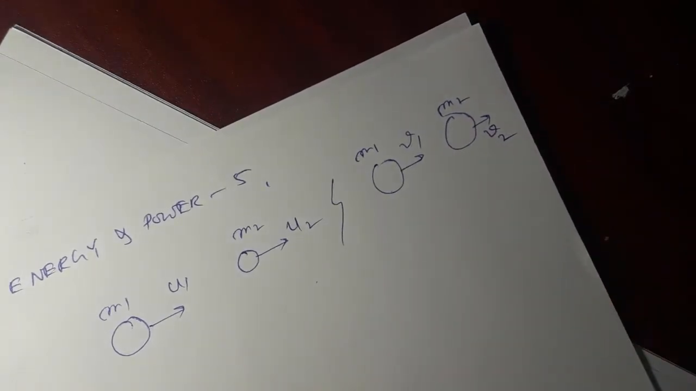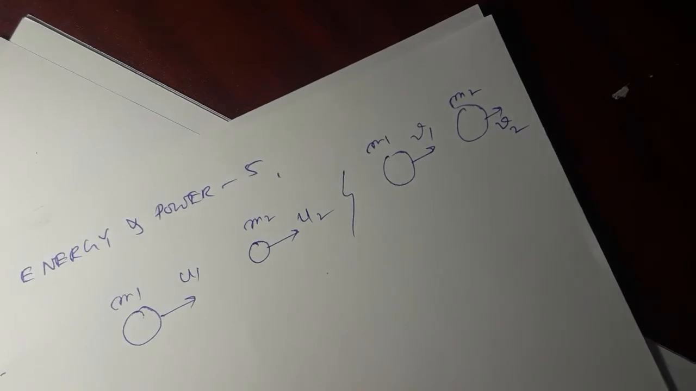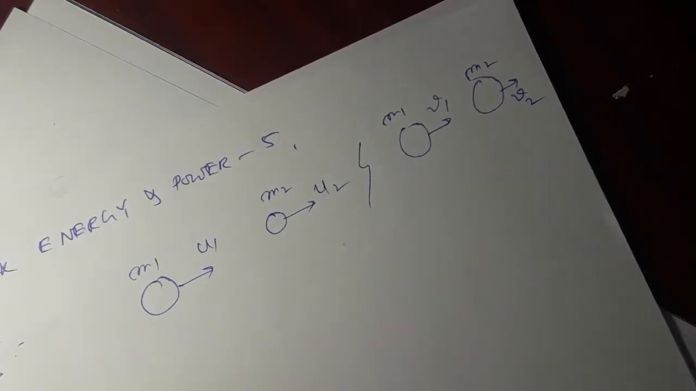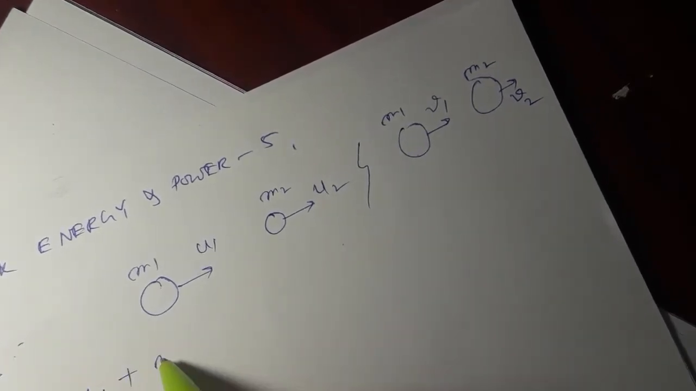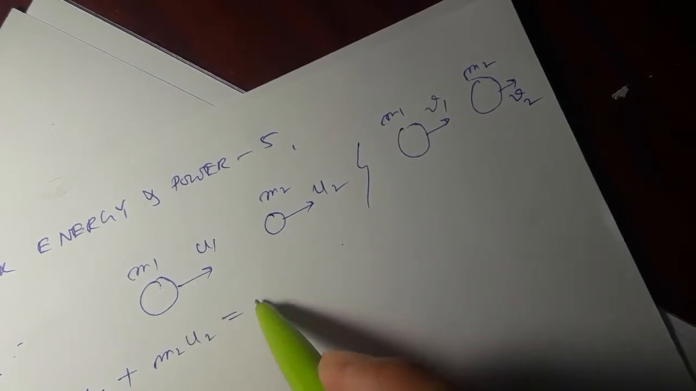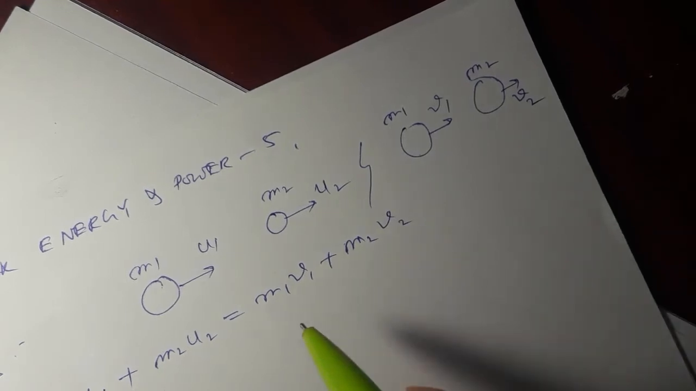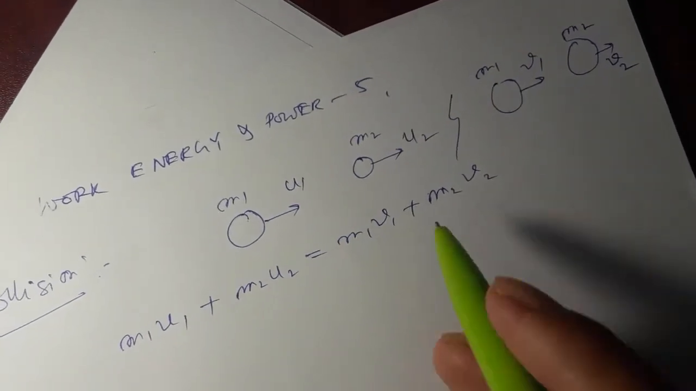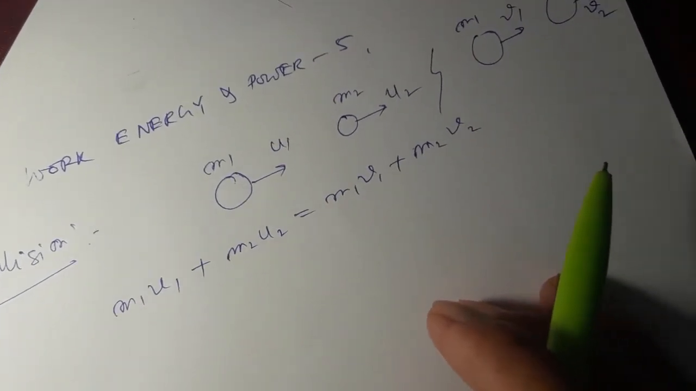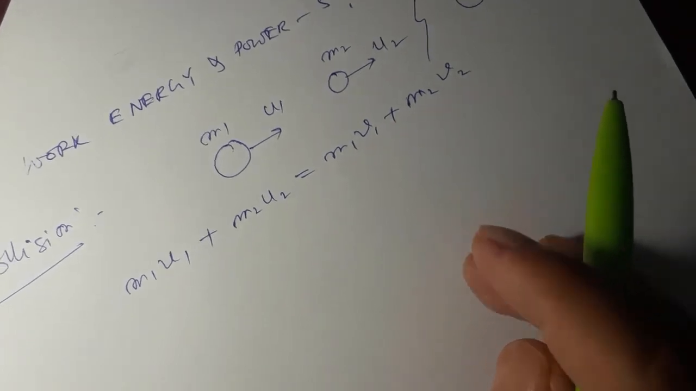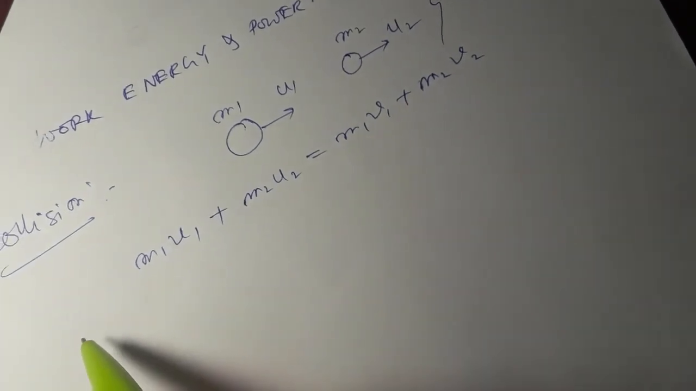Then from the law of conservation of linear momentum, we can write m1 u1 plus m2 u2 is equal to m1 v1 plus m2 v2. This is from the law of conservation of linear momentum. Now we'll see the types of collision.